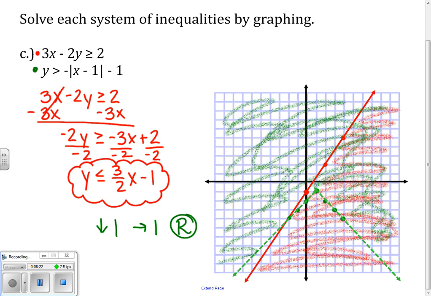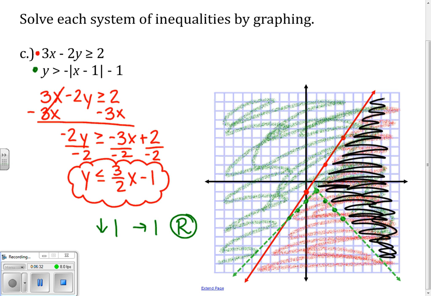So I want everything that's above the absolute value inequality. If you take a look at the overlap, that occurs right in here. Make sure that that overlapping section is darker than the others.